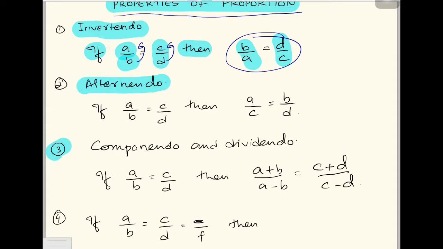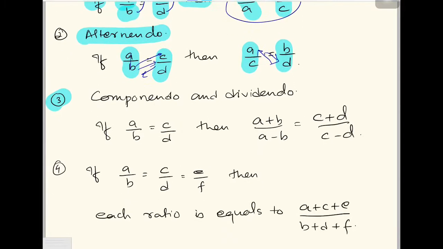The second one says alternando. What is alternando? Alternando means to cross multiply. Have a look. If A by B equals to C by D, then what can you do? You can cross multiply. Have a look. What did you do? B and C can exchange places. So B can go in C's place, C can come down, or in fact even A and D can also exchange places. So you can cross multiply and exchange positions.